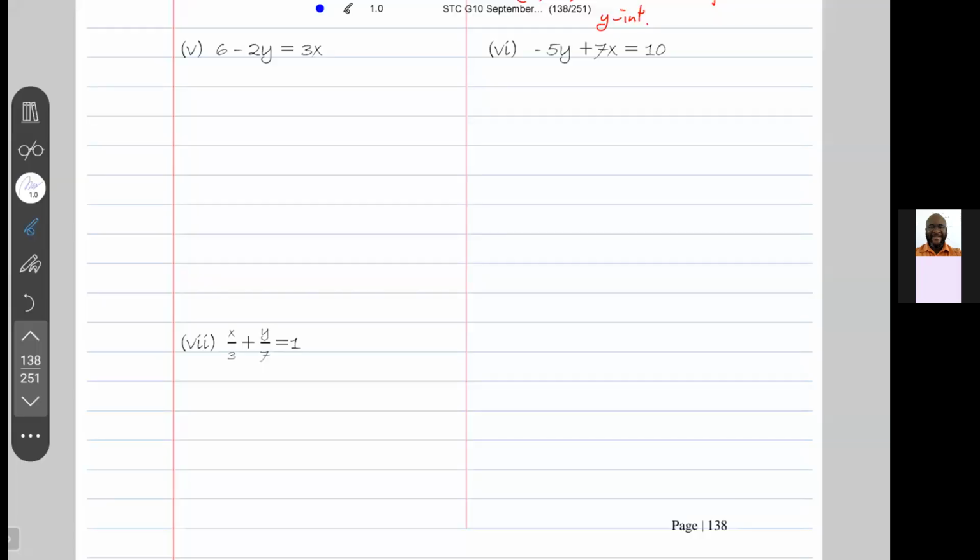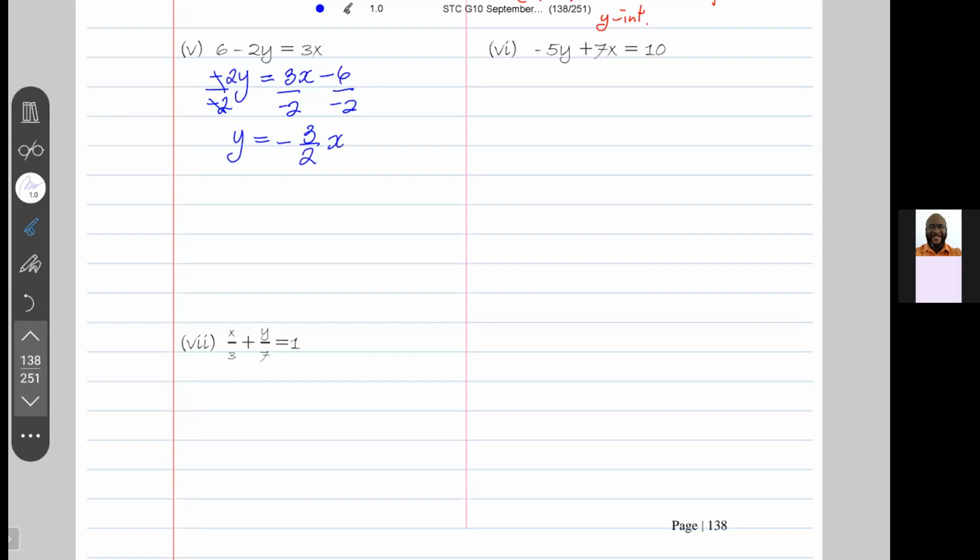All right, so for V, again, we are asked to state what the gradient is, the y-intercept, and the coordinates of the y-intercept. So let's make y the subject. Minus 2y is equal to 3x minus 6. Then I'm going to divide the entire equation by minus 2. So when I do that, I'm going to end up with y is equal to minus 3 over 2 x.